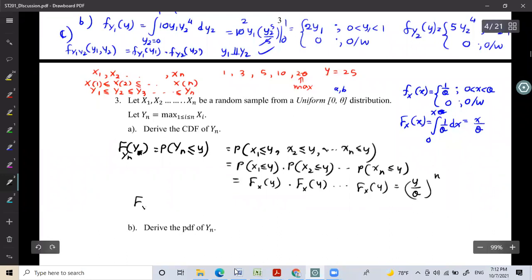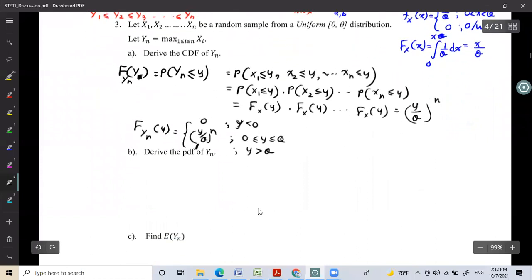So you can write, F of Yn(y) equals 0 when y is less than 0, y over theta to the power n when y is in between 0 and theta, and 1 when y is greater than theta. So this is how you write the CDF in the correct way. And when you know the CDF, you can derive the PDF.